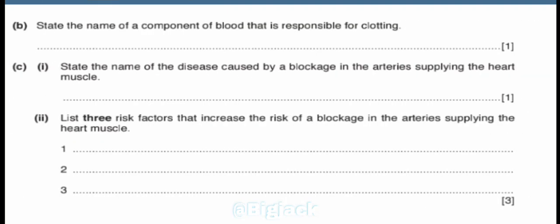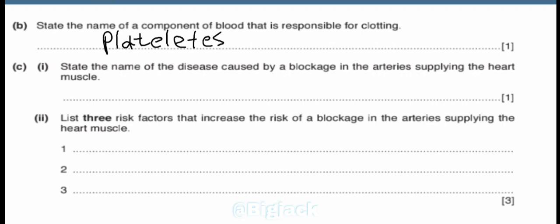The next one, state the name of a component of blood that is responsible for clotting. So the component of blood which is responsible for clotting is called the platelet. So you can say platelet or platelets. Now platelets can clot the blood in the presence of vitamin K. So when the body is lacking vitamin K, you're going to have difficulties in blood clotting. Apart from that one, if you're lacking the clotting factors or you are being affected by hemophilia. So those are the conditions.